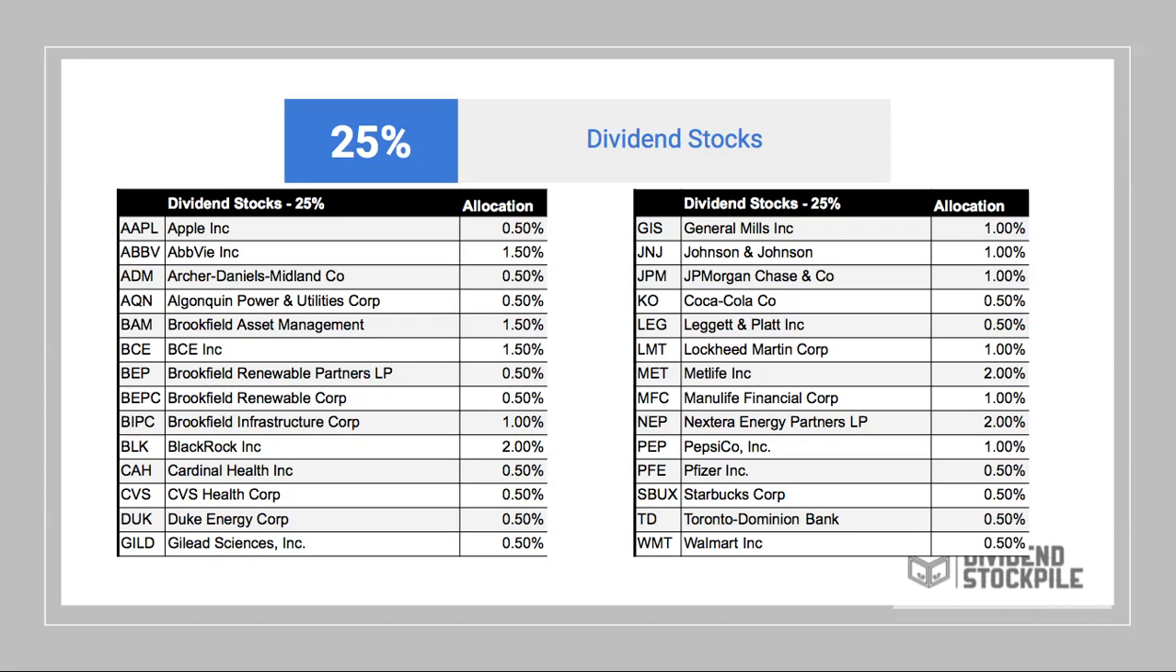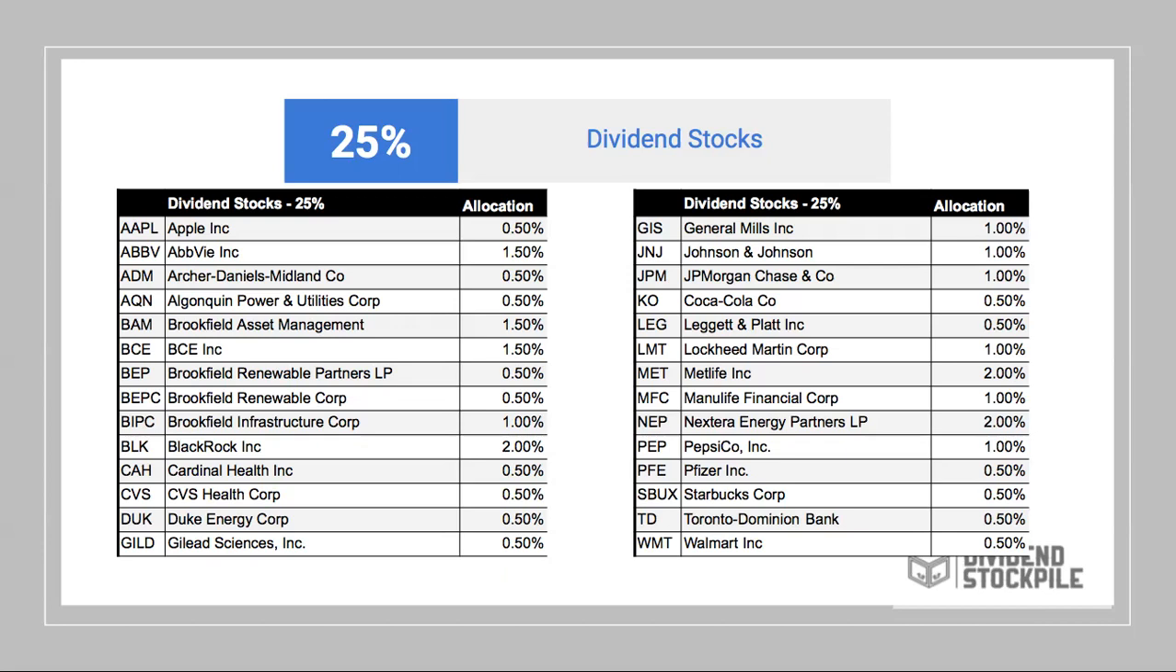So as you see here, my allocation is Apple, AbbVie, Archer Daniels Midland, Algonquin Power, Brookfield Asset Management, BCE, Brookfield Renewable, both as the limited partnership and as a corporation, Brookfield Infrastructure, BlackRock, Cardinal Health, CVS Health, Duke Energy, Gilead Sciences, General Mills, Johnson & Johnson, JP Morgan Chase, Coca-Cola, Leggett & Platt, Lockheed Martin, MetLife, Manulife, NextEra Energy Partners, Pepsi, Pfizer, Starbucks, Toronto Dominion Bank, and Walmart.